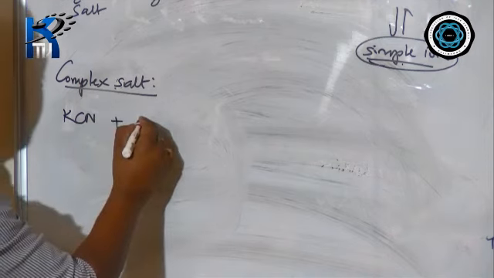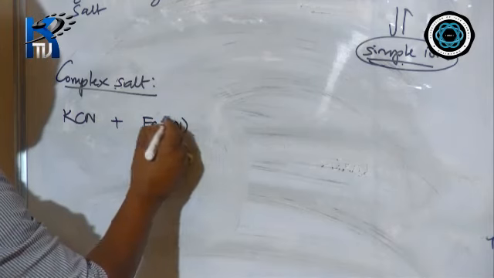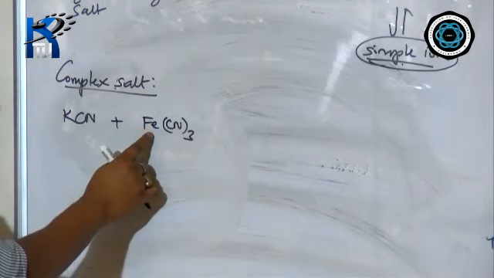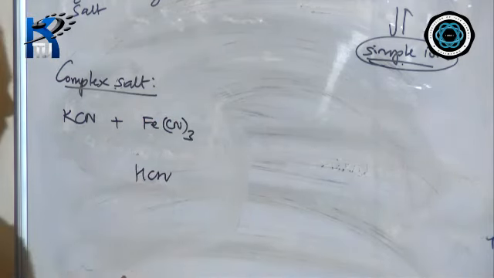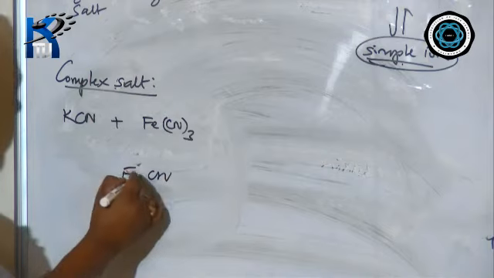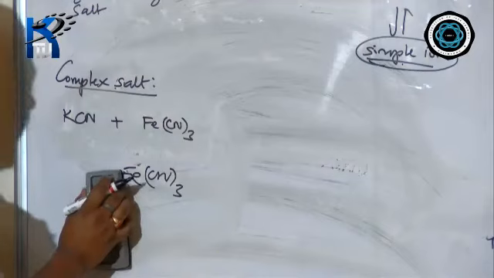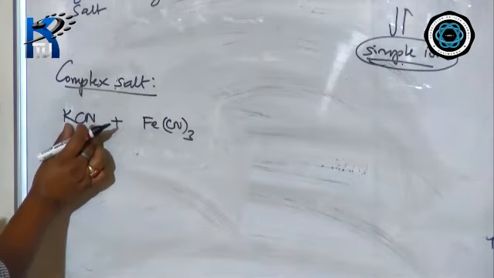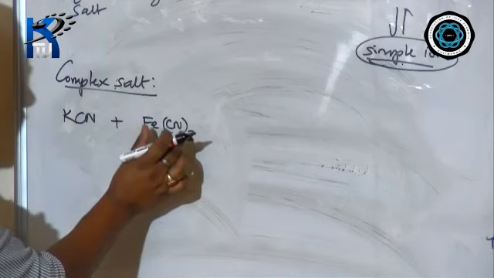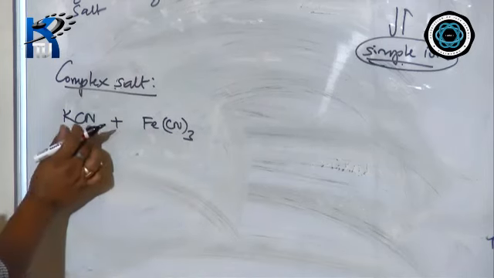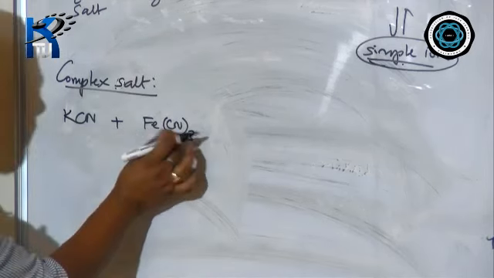And I am reacting this with Fe(CN)3. Again, hydrocyanic acid formula is HCN. Now this time I am replacing hydrogen with iron, and the valency of iron is 3 in ferric. So I am writing Fe(CN)3. So this is your normal salt of hydrocyanic acid. This is also a normal salt of hydrocyanic acid. And this is called potassium cyanide. This is called ferric cyanide.